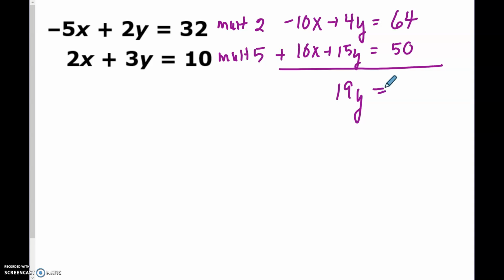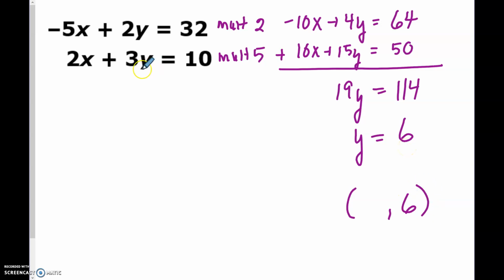And then when we take 64 plus 50, what's that? 114. And now when we're going to take 114 and divide by 19, we are going to get 6. Seems to me like I keep solving and getting that y value first. All right, so y is 6.